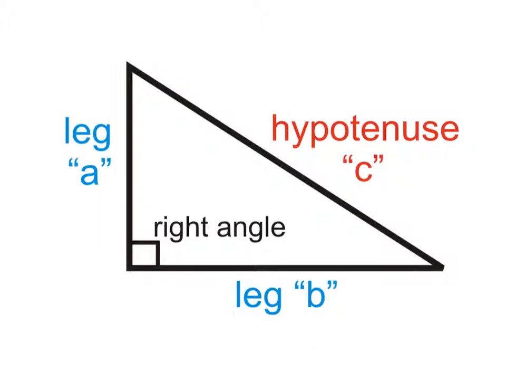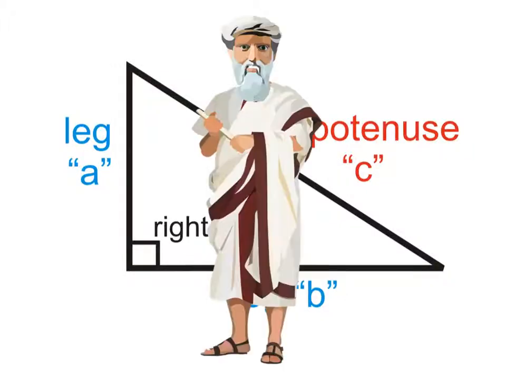So that takes care of the square part of this lesson. Now we need to talk about the right triangles that are involved with the Pythagorean theorem.